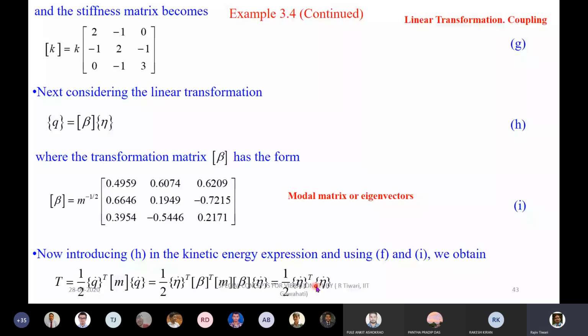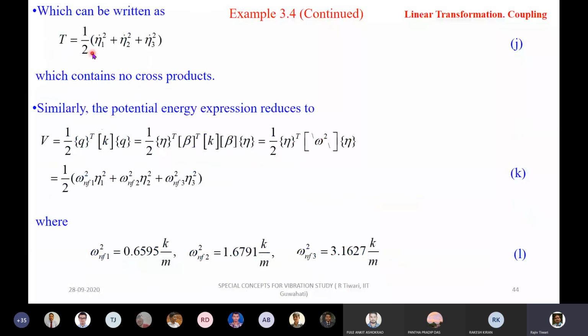You can check by MATLAB or hand calculation that if you substitute this M and beta and multiply, you'll get an identity matrix. So that's why it comes like this, and the kinetic energy will be just this. Similarly, for potential energy, if you do the substitution, you will see that this particular matrix gives a diagonal matrix, and the diagonal terms will be the squares of the natural frequencies of the system.